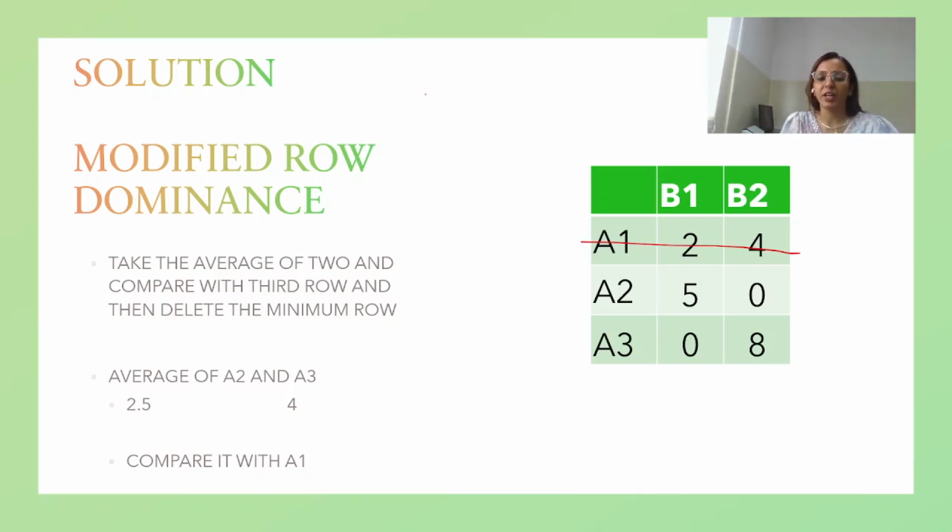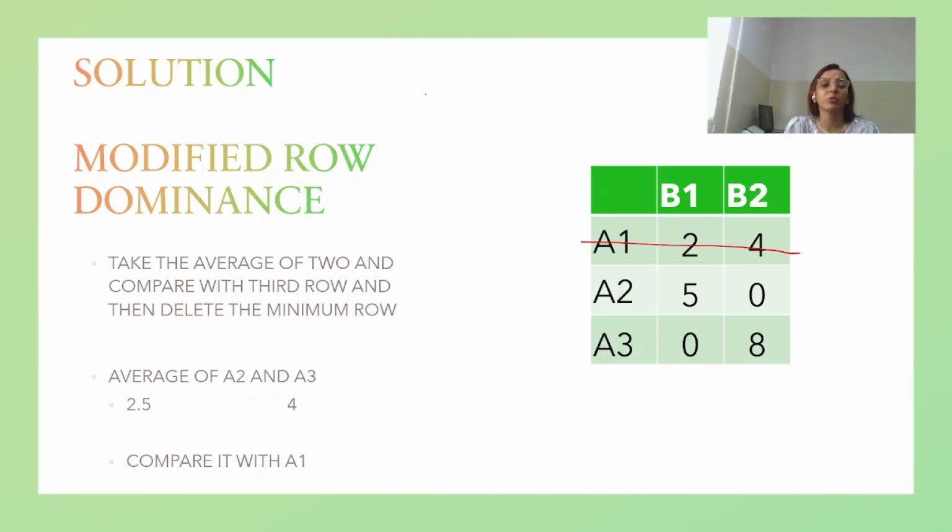Now compare the averages 2.5 and 4 with A1. 2.5 is greater than 2, that means A1's 2 is lower. Then comparing 4 with 4, again 4 is not greater. So we find that the A1 row is dominated by the average of A2 and A3. So we delete the row A1, applying the concept of modified row dominance. Hope it is clear. We can use this when we have different rows and are not able to apply row dominance directly, then we apply the modified row dominance concept.